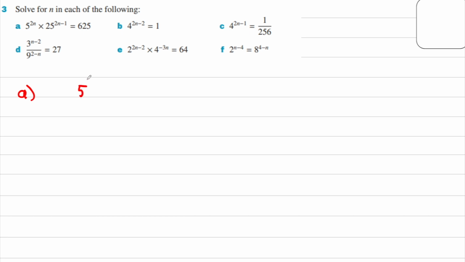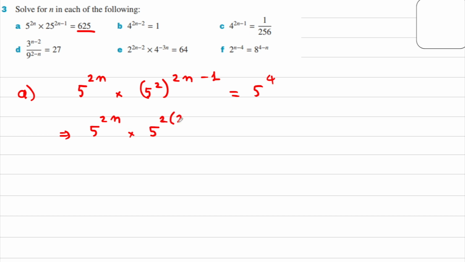The first exponent is 5 to power 2n, but the second one is not 5, it is 25. So 5 squared first, and inside the bracket, 2n minus 1 will be outside. 625 here I can convert to 5 to power 4. So after this writing, you have here 5 to power 2n multiplied by 5 to power of 2 times (2n minus 1). The other side is 5 to power 4.